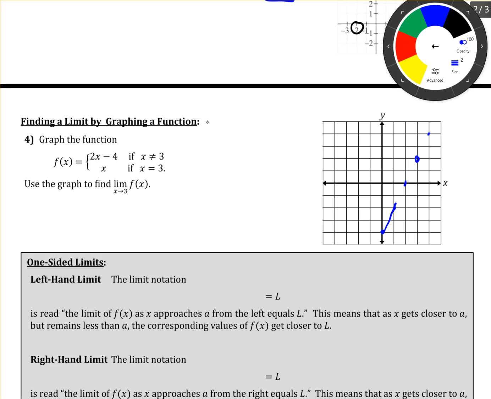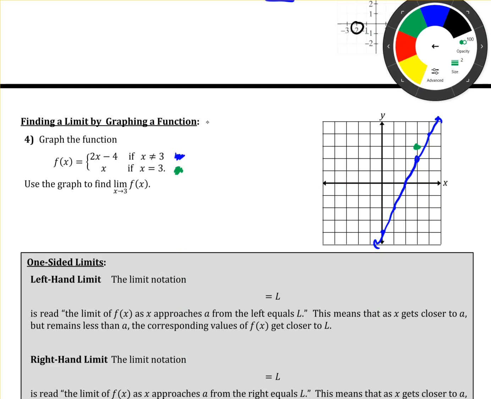That's an awful straight line. Let's try that one more time. A little bit better. All right, so that's what 2x minus 4 looks like, and then it's defined to be, I'll do that one in green, just so we have a little color code here. When x equals 3, f of x equals 3 as well. So I got a filled in circle there.